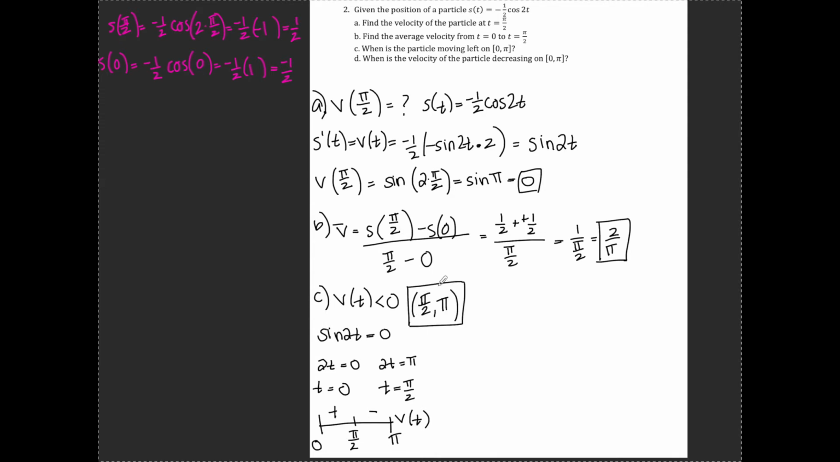Now, I definitely don't include these endpoints because I know that at pi over 2, my particle is changing direction, so it's not moving right or left. And then I don't include pi because that's an endpoint on my graph.